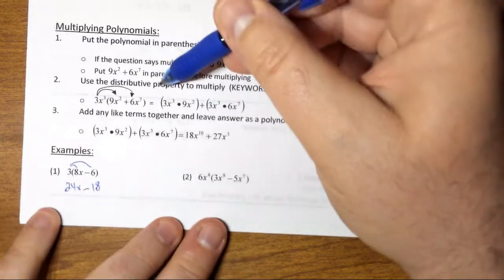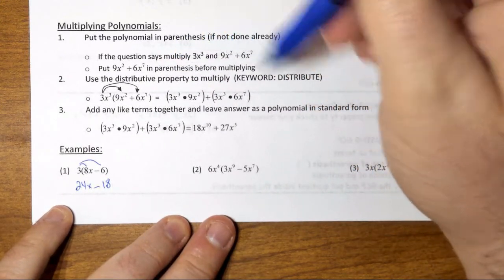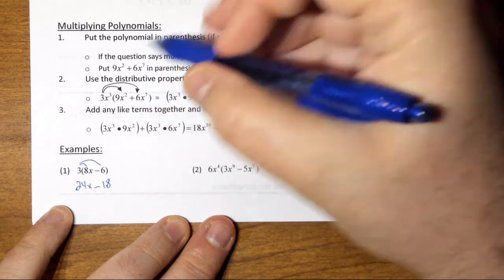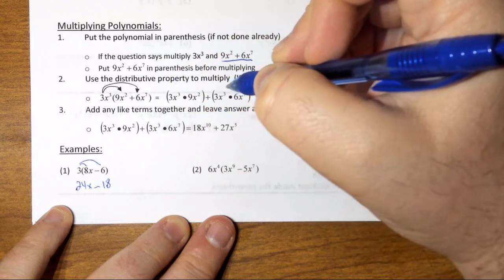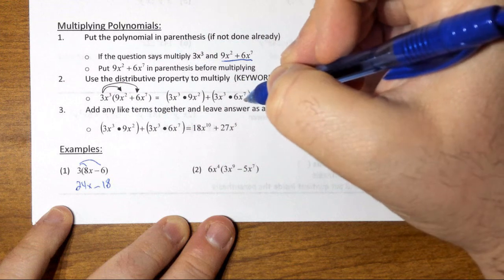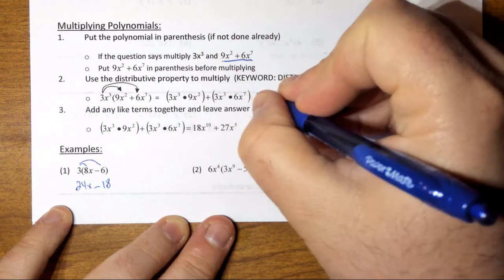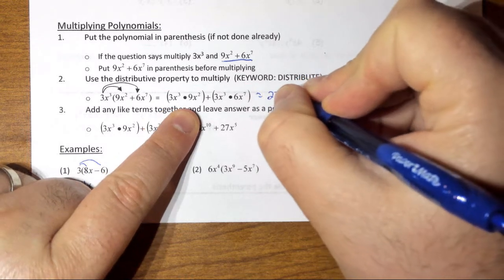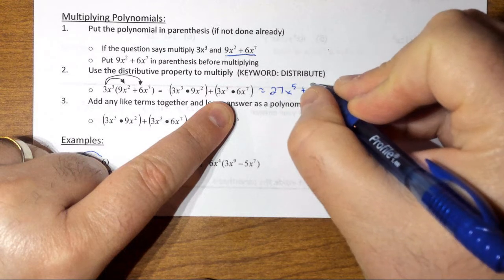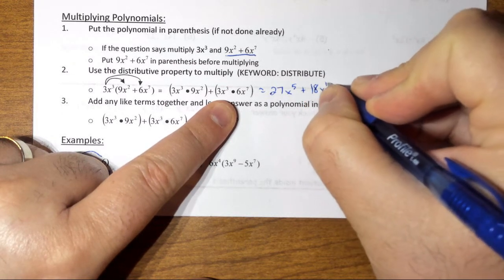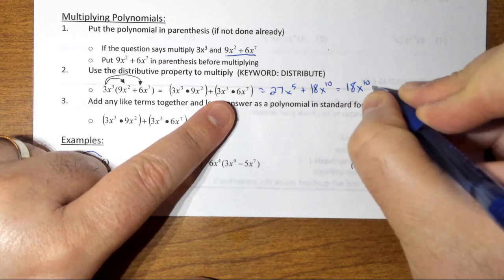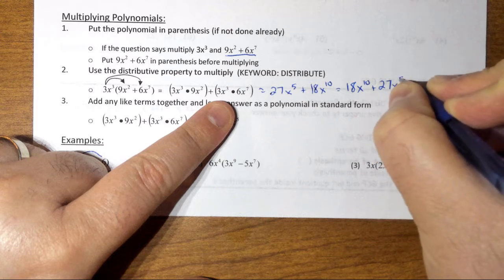If the question says to multiply these two things together, remember that this is a quantity, so this has to go in parentheses, okay? And then we distribute the 3x cubed in, all right? So it's really 3x cubed times 9x squared, and then 3x cubed times 6x to the 7th, all right? And then once again, we're going to multiply. Add the exponents, okay, multiply, so this is going to be 18, add the exponents, 10, and if we were technically listing this in standard form, we want the 10 first, and then the 5 after.